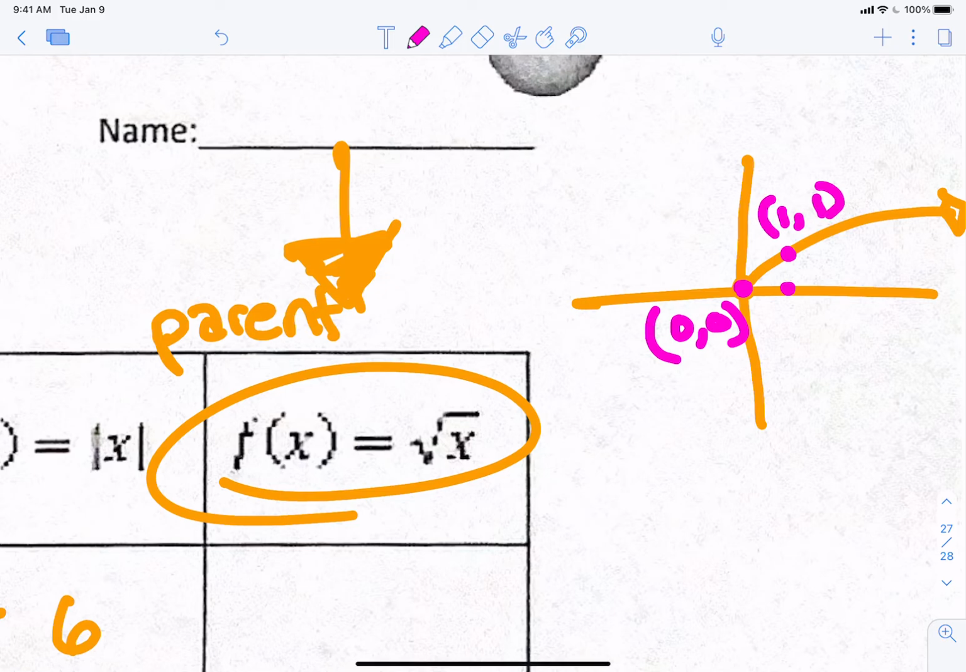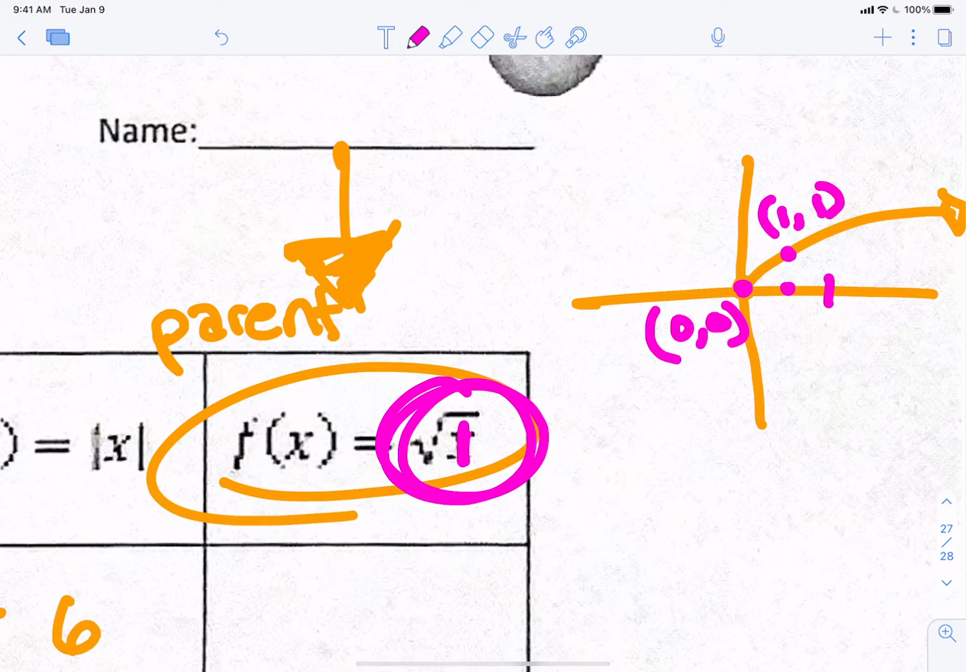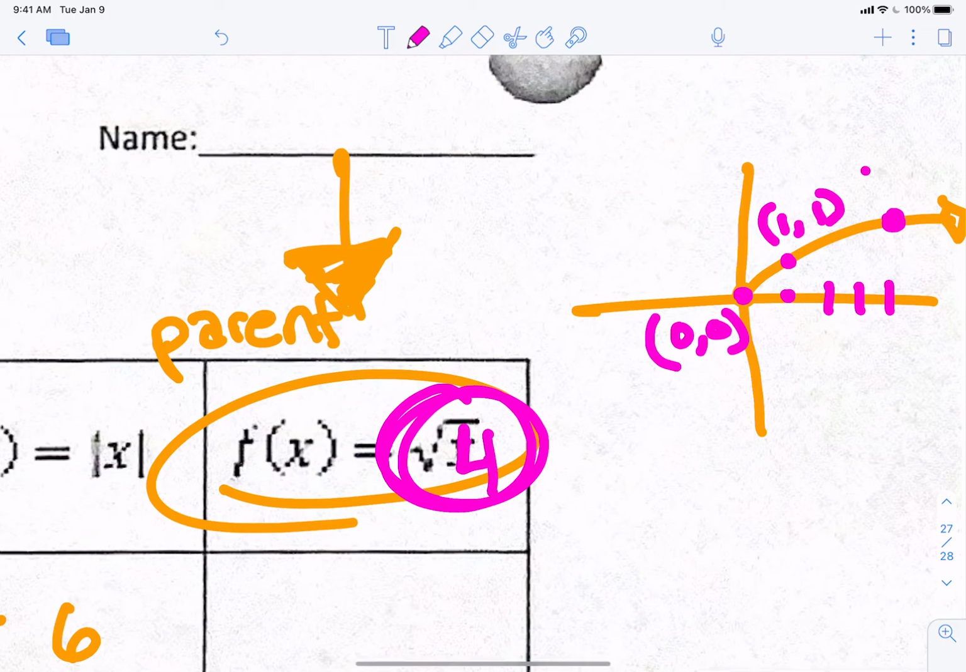If I plug 1 in for x into this function right here, the square root of 1 is 1, right? If I go over to 4, the square root of 4 would be 2, right? That would be the point 4, 2. The next really nice point that comes out is 9, 3. The square root of 9 is 3. So those points are going to live along that curve. So if you want actual points along that curve, that's what he looks like.